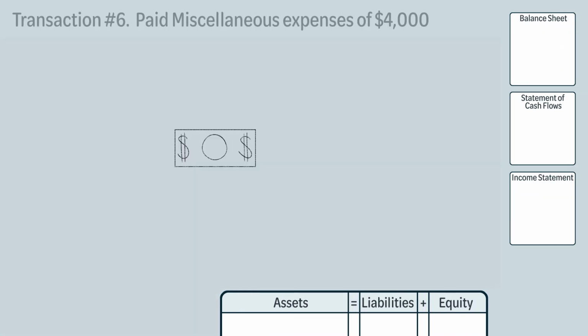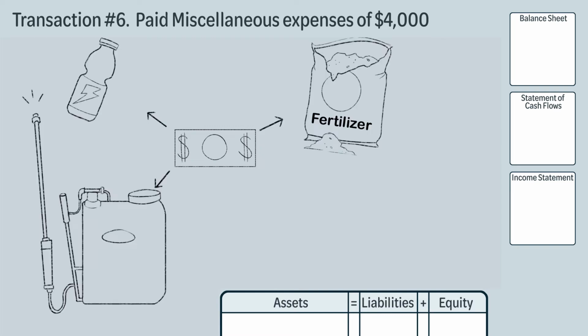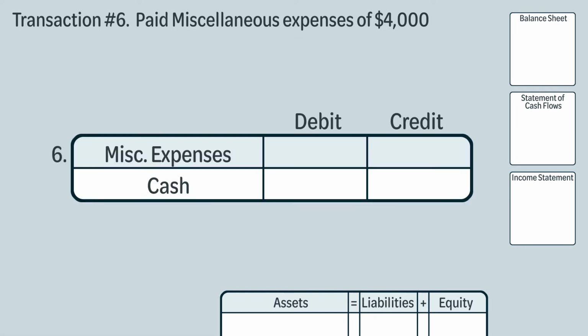Next, the company pays $4,000 cash for business expenses. To record this transaction, we debit miscellaneous expenses and credit cash. Expenses decrease net income, and net income is a component of retained earnings, which is reported on the balance sheet. On the statement of cash flows, the cash paid for operating expenses will be reported in the operating section.